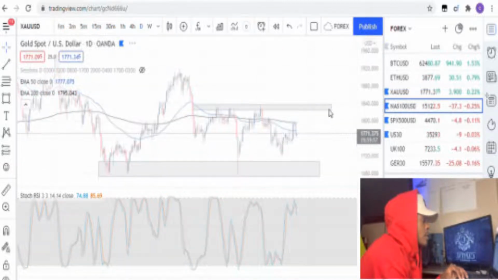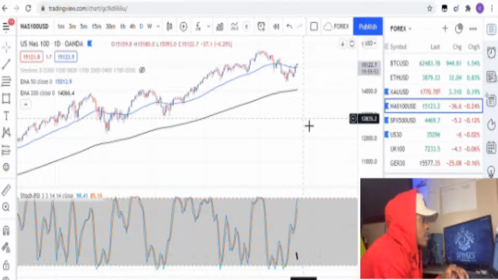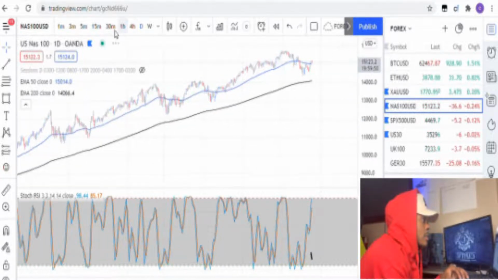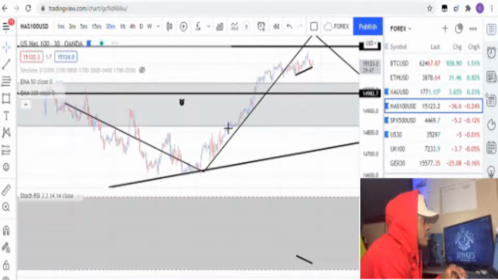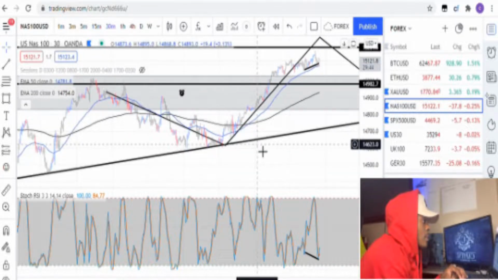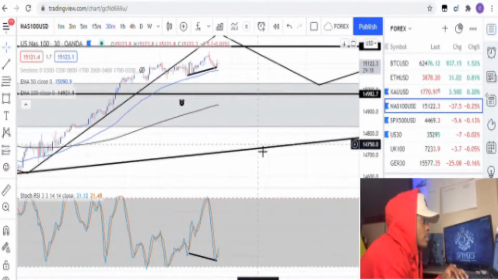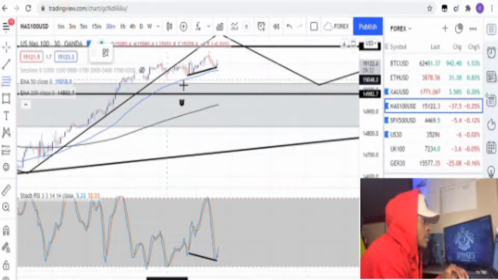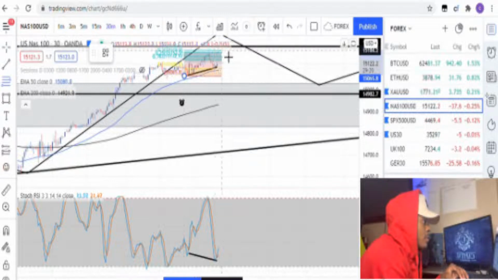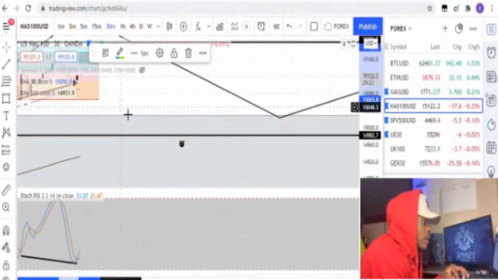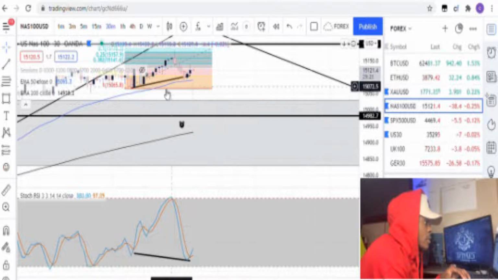Nas has a great setup though. I want to see one more thing with Nas. I don't really have a Fibonacci set up because I haven't really done anything. But if I was just to take this Fibonacci right here from this swing low to this swing high, it has come to the 70, rejected. It's 8 o'clock currently.